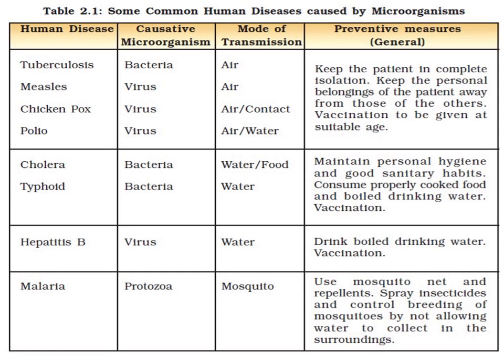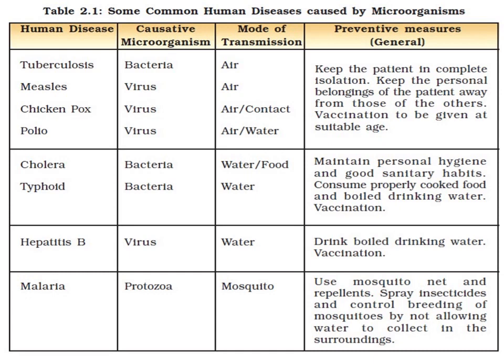Hepatitis B is caused by a virus. Mode of transmission is water. Drink boiled drinking water and have a vaccination. Malaria is caused by a protozoa and the mode of transmission is mosquito. Okay, the carrier is the female Anopheles mosquito, and the protozoa causative agent is Plasmodium.